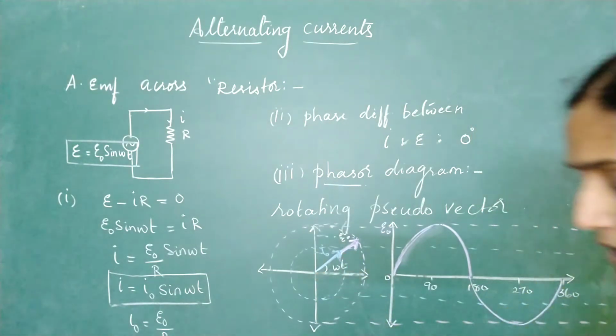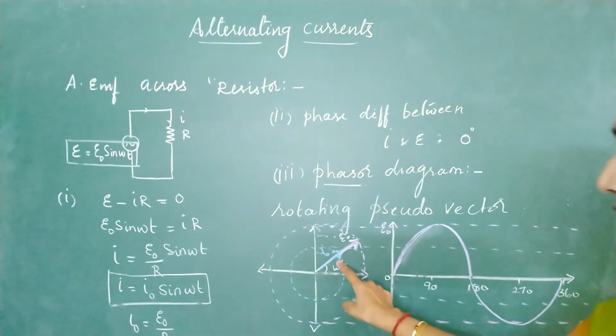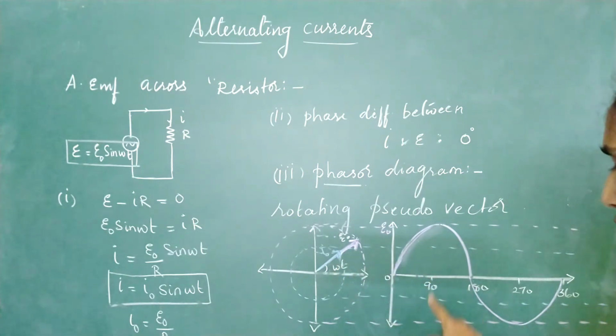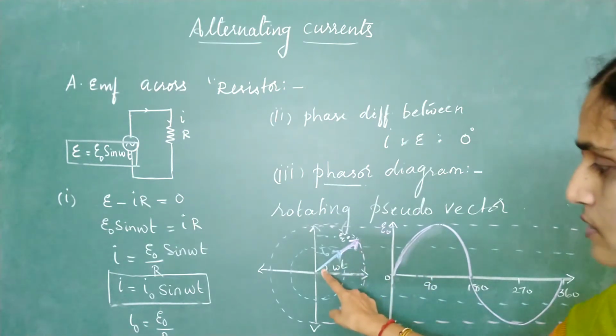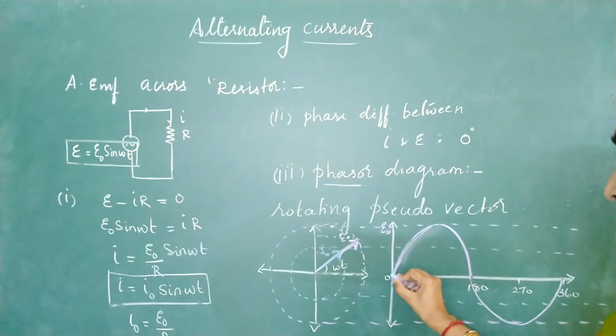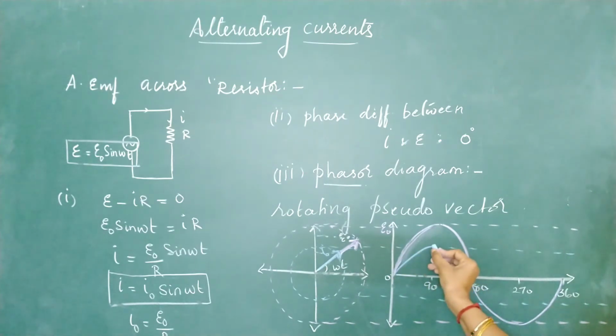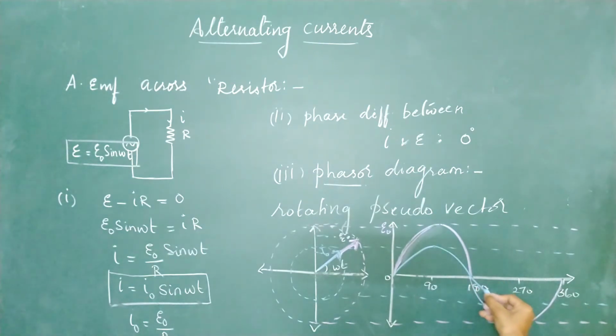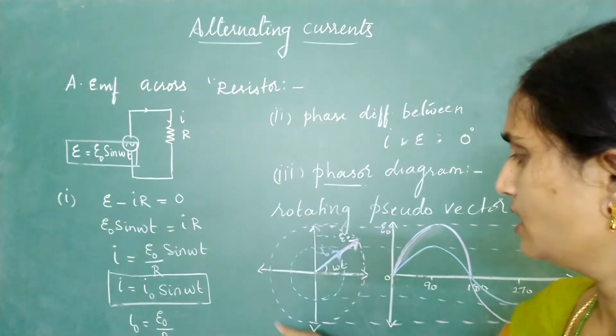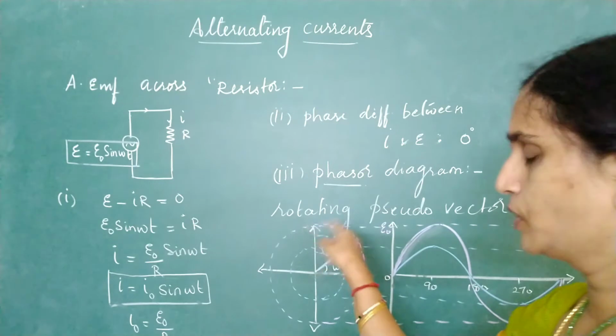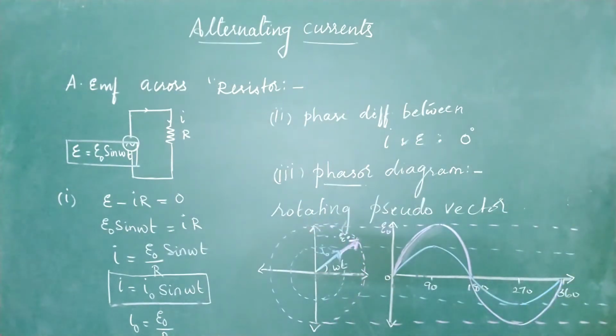Similarly, now you rotate the I naught vector also. Current I am representing with the blue line. Already you took the reference. It is also following a sine curve. 0 to 90, increasing. 90 to 180, decreasing. 180 to 270, and 270 to 360. See, by rotating these vectors, we have plotted the projection on the y-axis in the second graph.